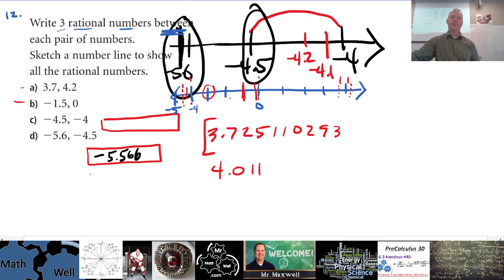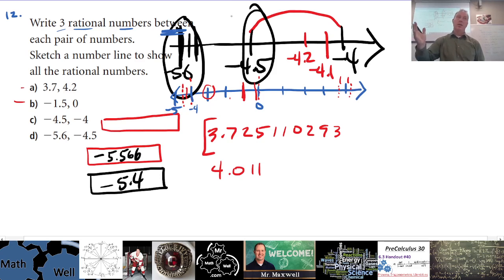Another one. Negative 5.4, of course, that's here as well. So you could go anything like negative 4.6, negative 4.7, negative 4.8. You could do anything like that. So there's a lot of options. Here we go. Everybody got that now? Any questions about that? Everybody good? Okay. Very important. Okay, let's keep moving on.